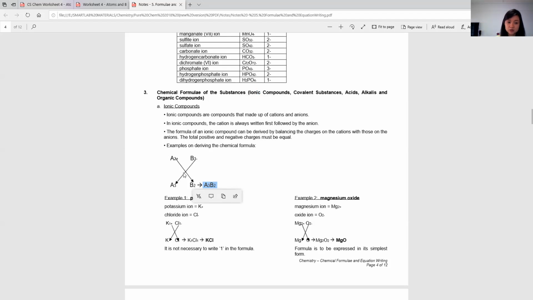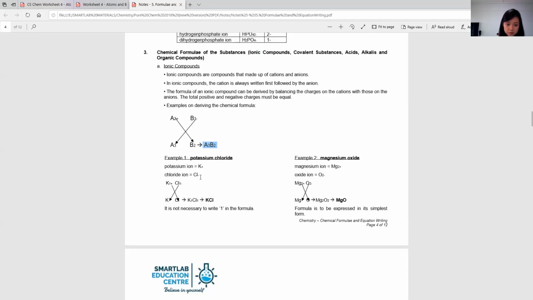So this is actually an easier way to get your ionic compound. So you don't have to think of the tallying up thing. Okay, but it only applies for ionic. Covalent cannot because you don't have cations inside covalent. Okay, so if they give you an example like potassium chloride, so potassium is K+, chloride is Cl-. When you crisscross, it's 1, 1. Both 1, you don't need to write. Here it's just KCl.